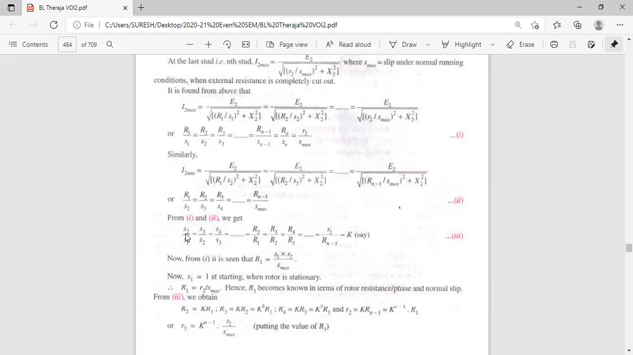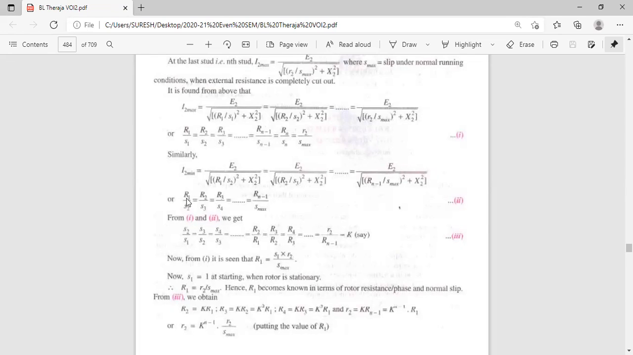This is one set: S2 by S1, S3 by S2, S1. And similarly, if you take the other equation and divide, take from here, R2 by S2, R1 by S2. Cancel the S2 terms. What is left out?